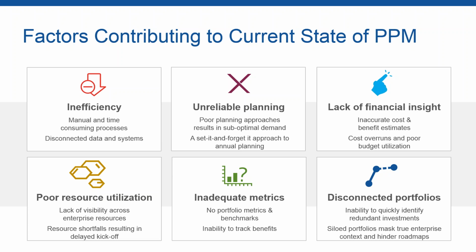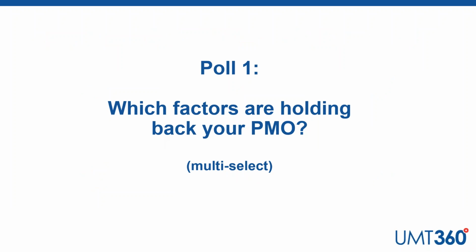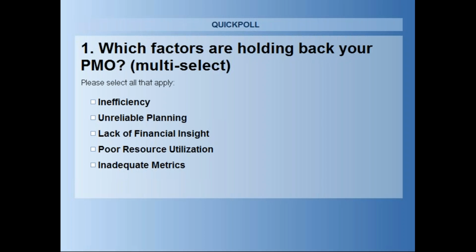Next, we're going to stop for a quick poll, but after that, delve deeper into different planning approaches that we see organizations utilizing today. So the first poll for today: which factors are holding back your PMO? This will be a multi-select, obviously the factors we just went through in the previous slide. The factors are inefficiency, unreliable planning, lack of financial insight, poor resource utilization, inadequate metrics, and I think due to GoToMeeting limitation, we can't have six, so we cut off the disconnected portfolios. So hopefully that wasn't the main one for you guys.